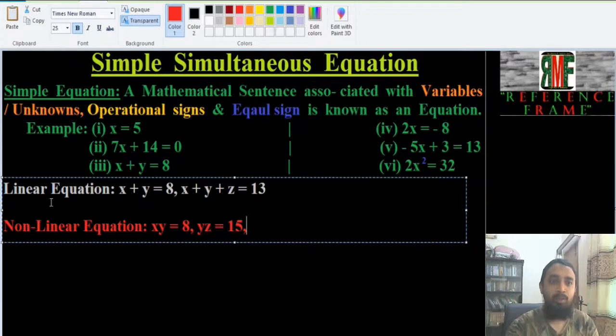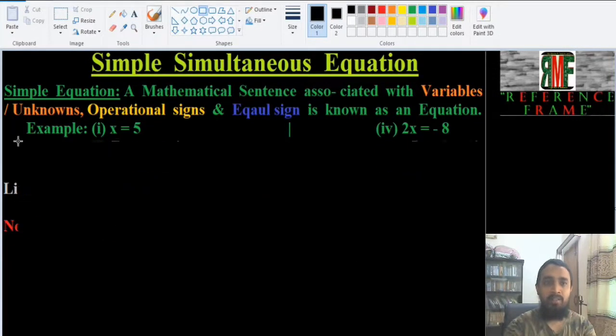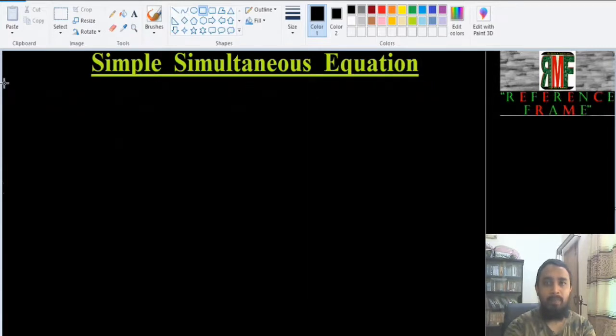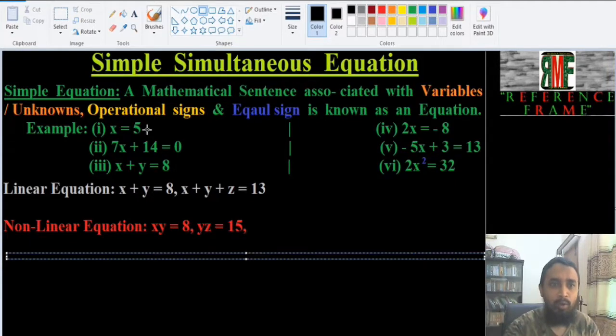From simple equations, we have learned linear equations and non-linear equations. But this time we need to know what a simultaneous equation is. Up to this point we have only one variable. For solving this variable we just find the value of x directly from here. But in this equation we cannot find x directly or y directly. That means there is a dependency between them.